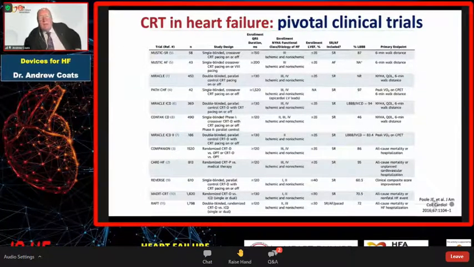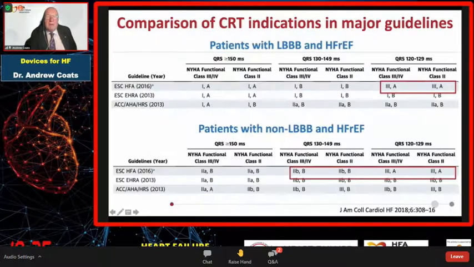The other, of course, major device was cardiac resynchronization therapy in heart failure, where a number of trials going back many years now have shown substantial improvements in clinical outcomes, so that we also get a fair consistency between major guidelines in terms of the use of CRT. These recommendations have become sharpened up. We've got more clarity now.